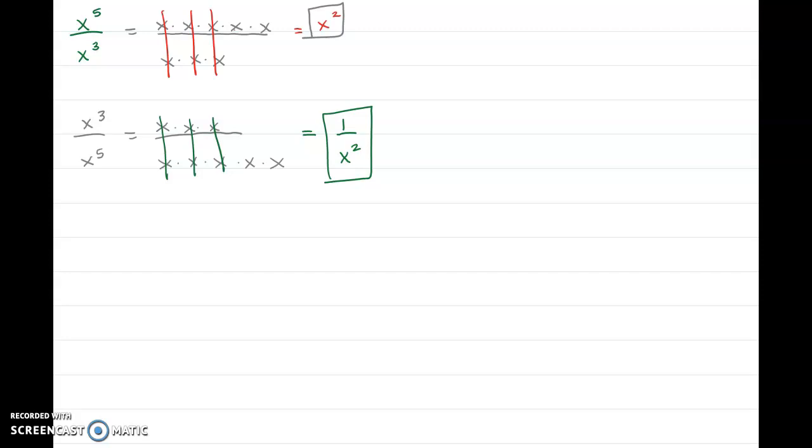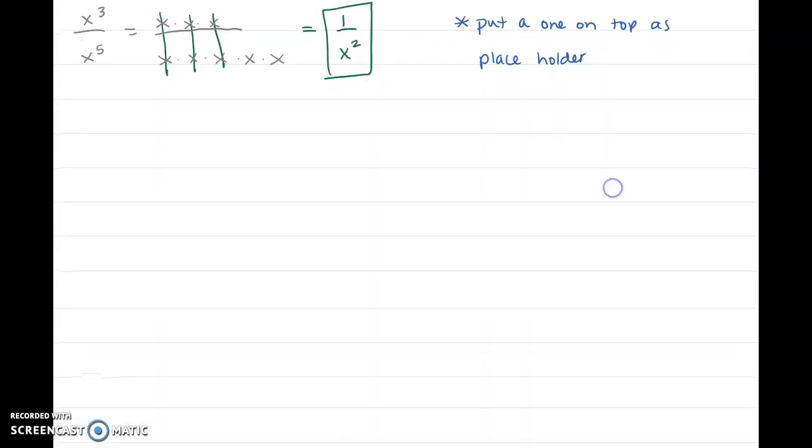You put a 1 on top. This might be a note to make to yourself. You put a 1 on top as a placeholder, because you can't just have a fraction with nothing on the top. So you put a 1 there, so it's not just kind of floating off into the universe.